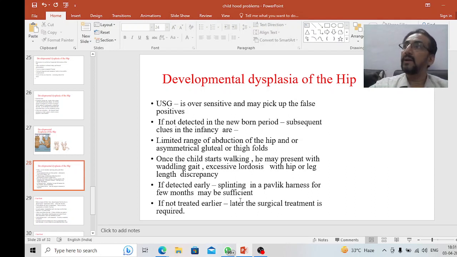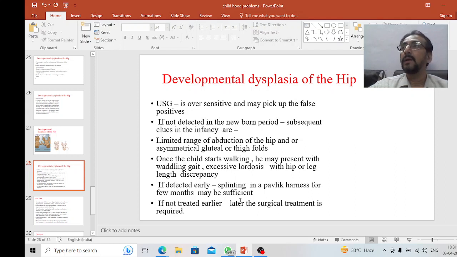Suppose आपने developmental dysplasia of the hip को infant में, मैंने शुरू में neonatal period में miss किया, ठीक है, आपको पता नहीं चला, आपने miss किया, तो उसके बाद infancy में इसको कैसे पता चलेगा आपको? Next 1 month के बाद, 2 month के बाद आपको कैसे पता चलेगा कि इसको developmental dysplasia of the hip है? So this can be identified by limited range of abduction of the hip.